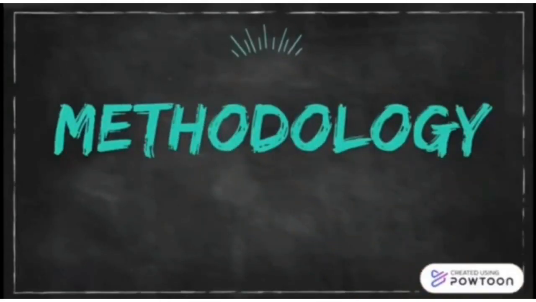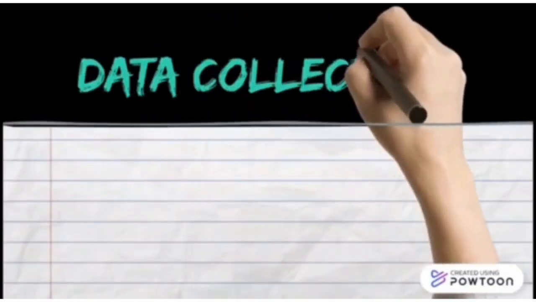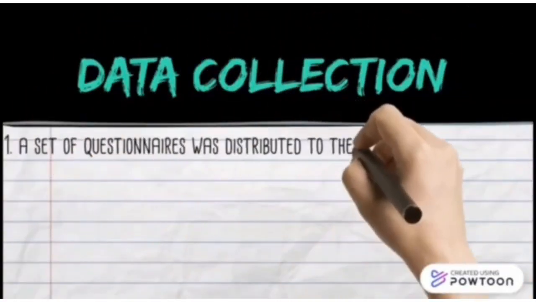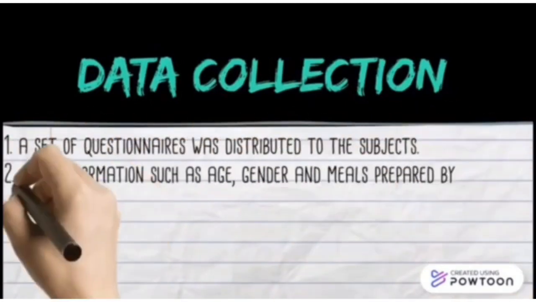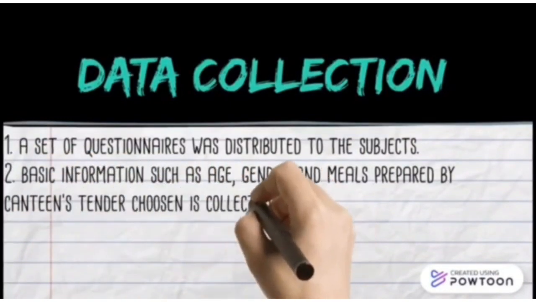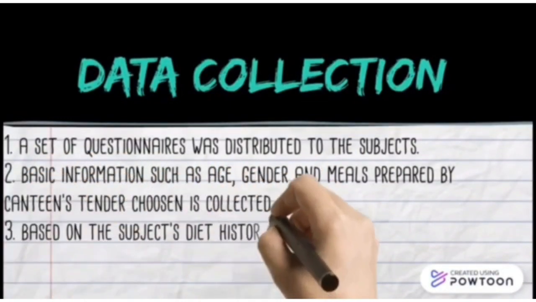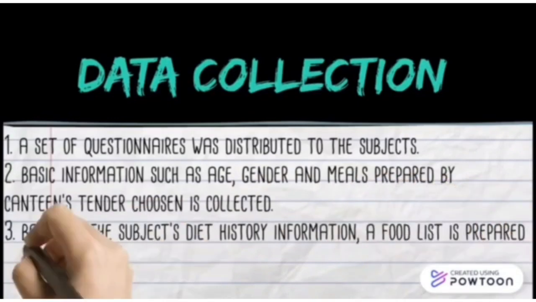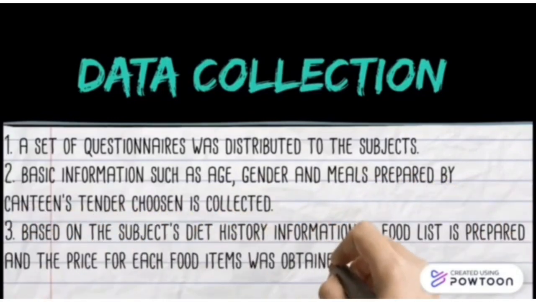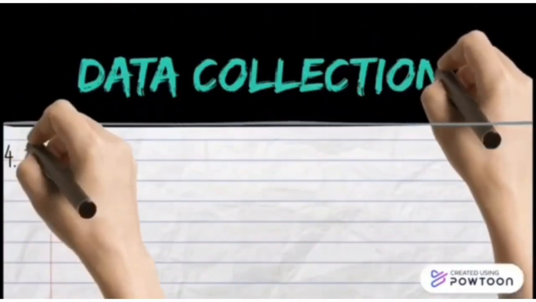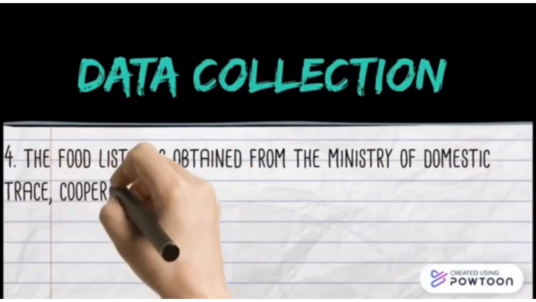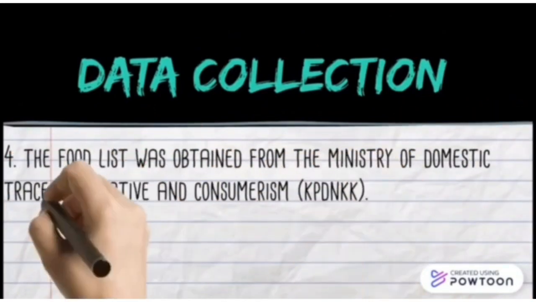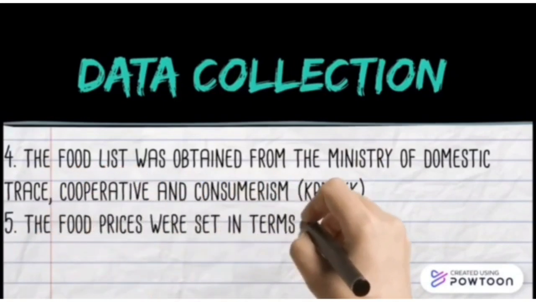Methodology. Data collection. A set of questionnaires was distributed to the subjects. Basic information such as age, gender, and meals prepared by the canteen standard chosen is collected. Based on the subject's diet history information, a food list is prepared and the price for each food item was obtained. The food list was obtained from the Ministry of Domestic Trade, Cooperative and Consumerism (KPDNKK). The food prices were set in terms of price per serving size.